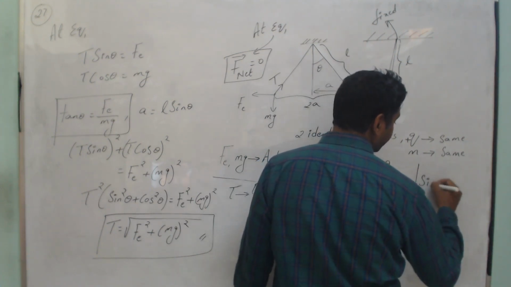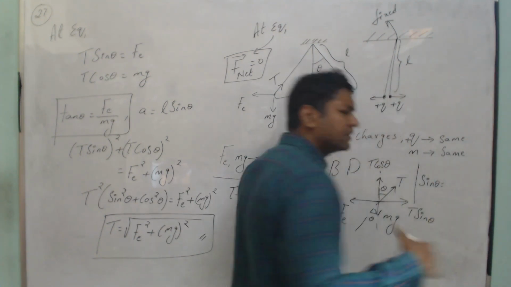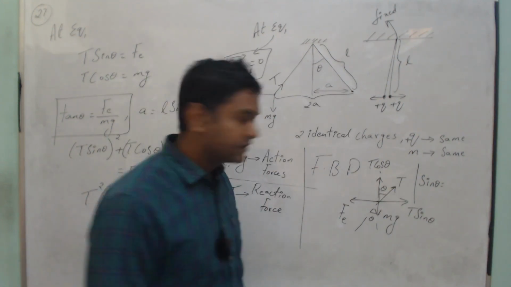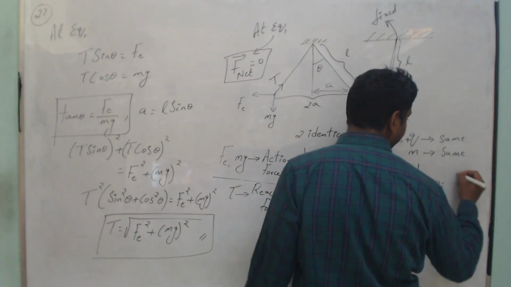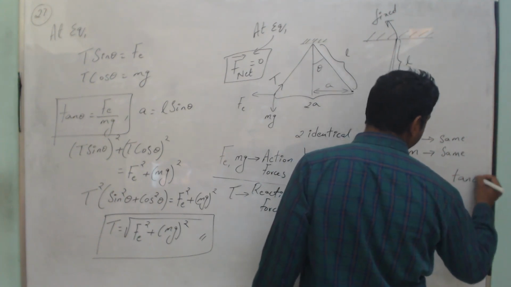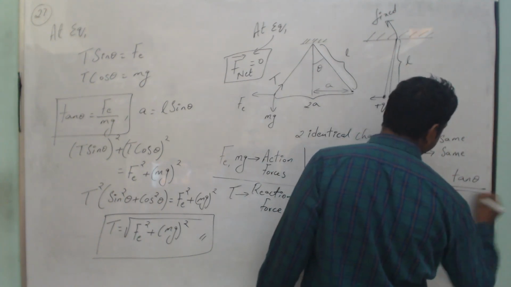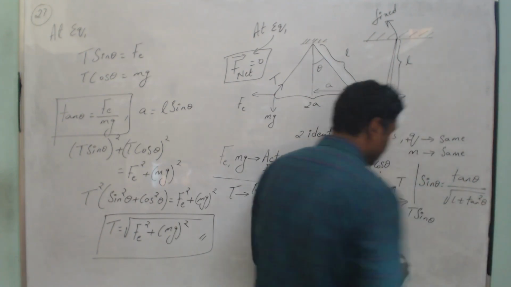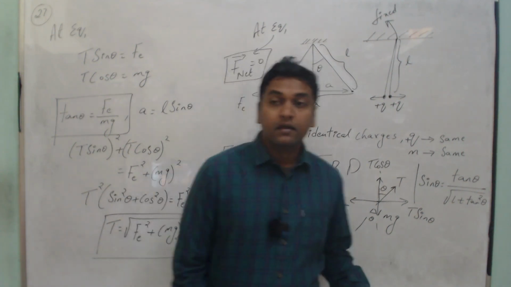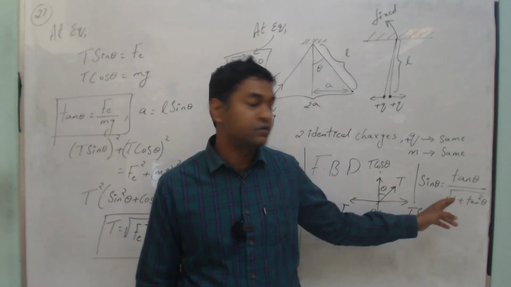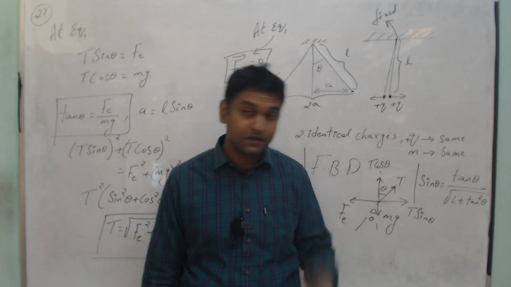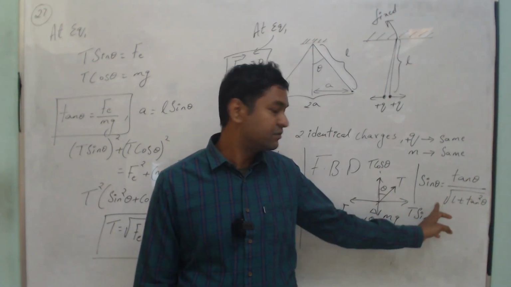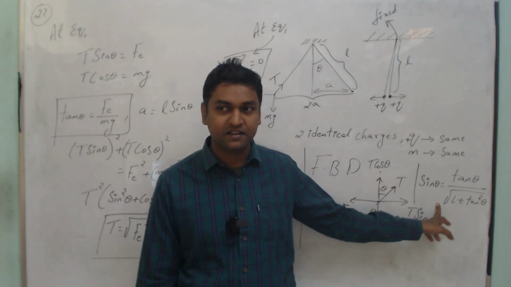We need to remember these identities. It's important for solving. Sine theta equals tan theta divided by under root of 1 plus tan square theta. I was telling the derivation, but this entire thing will finally become secant theta.